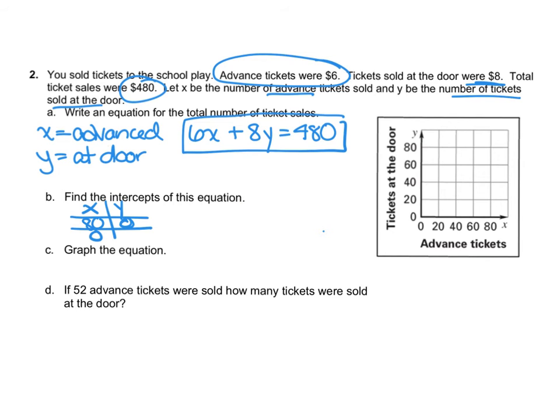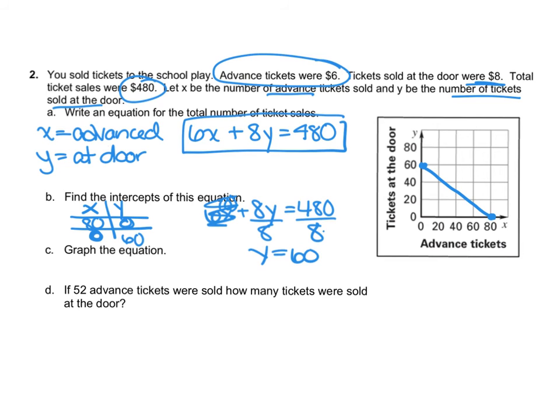All right, so now we need to find out when X is 0, meaning you have not purchased any advance tickets, all of them will be sold at the door. So we have 6x plus 8y is equal to 480. We're going to plug in the 0 for x, and that goes away. Let's divide by 8. That means that you'd have 60. All right, so now let's go ahead and graph this. So we have 80, 0, and we have 0, 60. And then let's connect the dots.